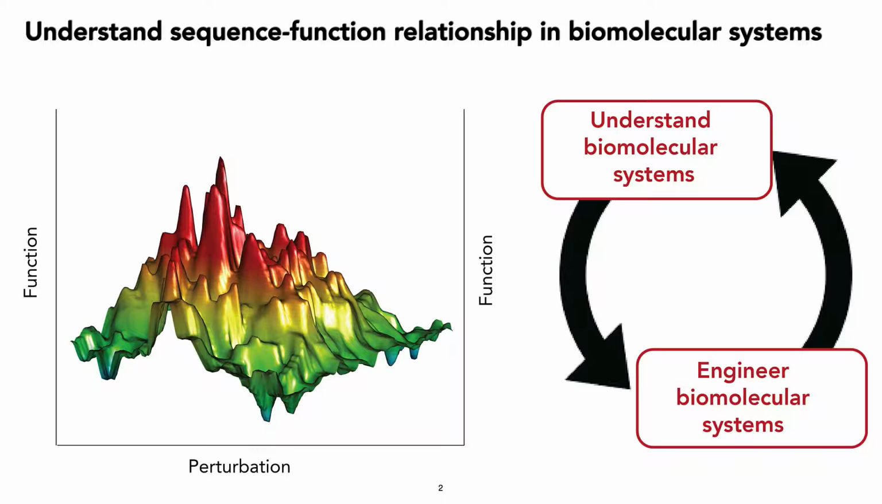The overall goal of my lab is, one, to understand how biomolecular systems work, and two, to engineer biomolecular systems with new properties. To accomplish this goal, we systematically perturb biomolecular systems through high-throughput mutagenesis and measure their function. From these studies, we get a sense of what the overall functional landscape of the biomolecular system looks like. Using this information, we can now engineer these systems to do cool new things.